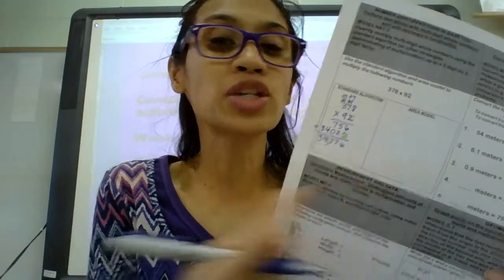All right. 34,776. Is that what you got? I hope so. I hope we're right. Now, how do we check our work? We can check with a calculator, but we can also check when we do the other strategy, the other method, which is the area model.